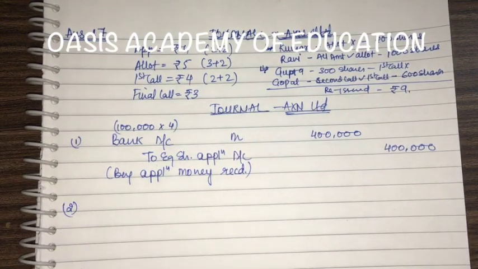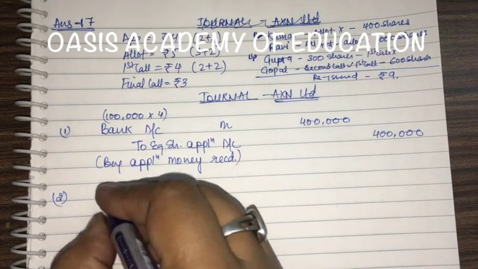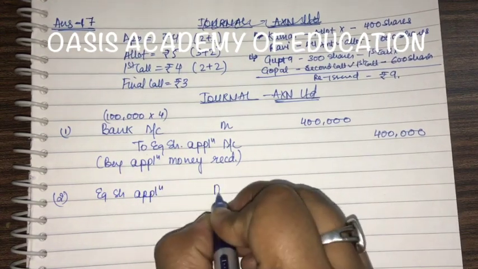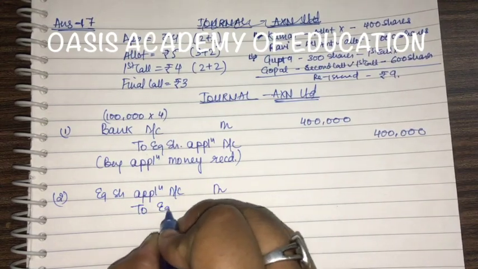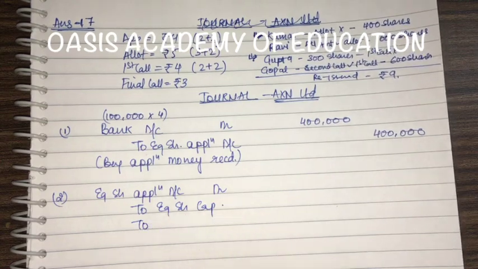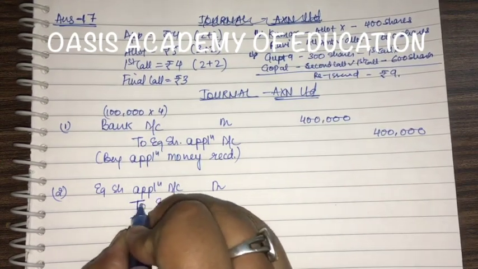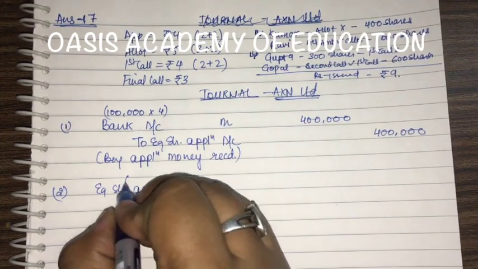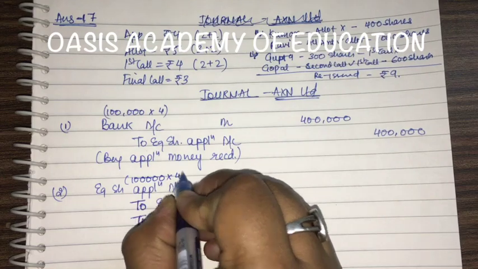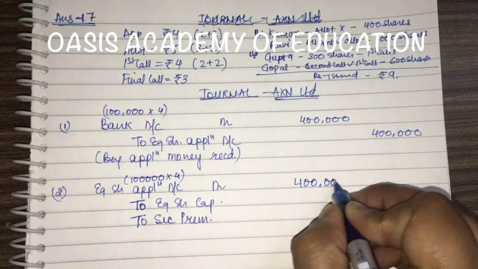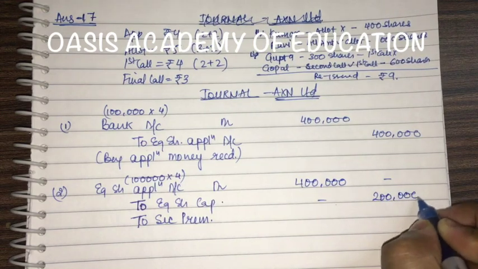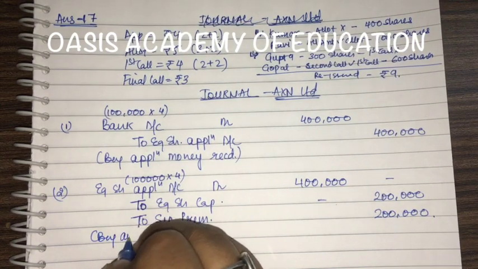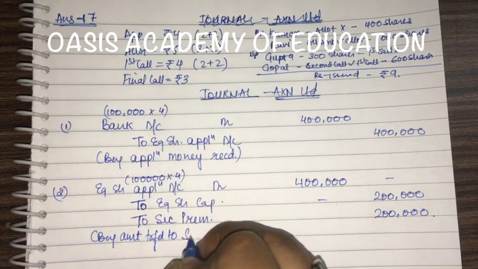Now, application is a very simple entry because there is no adjustment to be made. So the next entry will be equity share application account debit to equity share capital account. Since there is no refund, because it's not a question of pro rata, it's a question of full subscription. So it's a very simple question. There you are, 1 lakh into 4, that gives you 4 lakh, 2 lakhs and 2 lakhs, right? Being amount transferred to share capital.